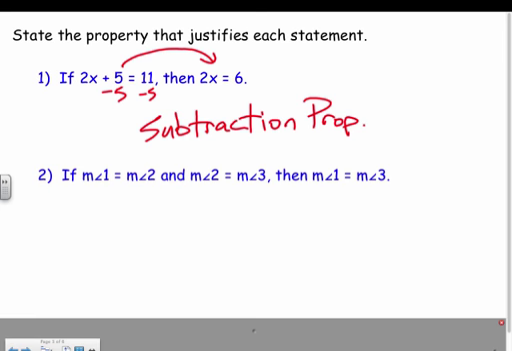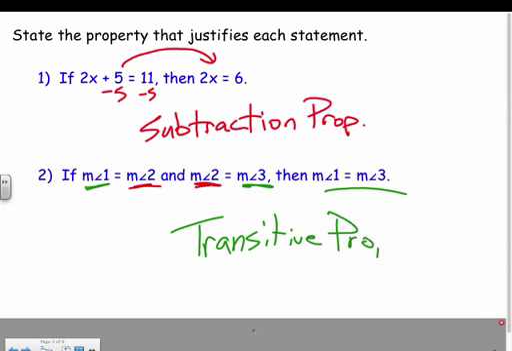Same thing here, it says if the measure of angle 1 equals the measure of angle 2, and the measure of angle 2 equals the measure of angle 3, then angle 1 would equal angle 3. So basically, angle 2 is equal to two different things, 1 and 3, which means 1 has to be equal to 3, which is our transitive property. Transitive. So all we're doing is stating which property they're using there.